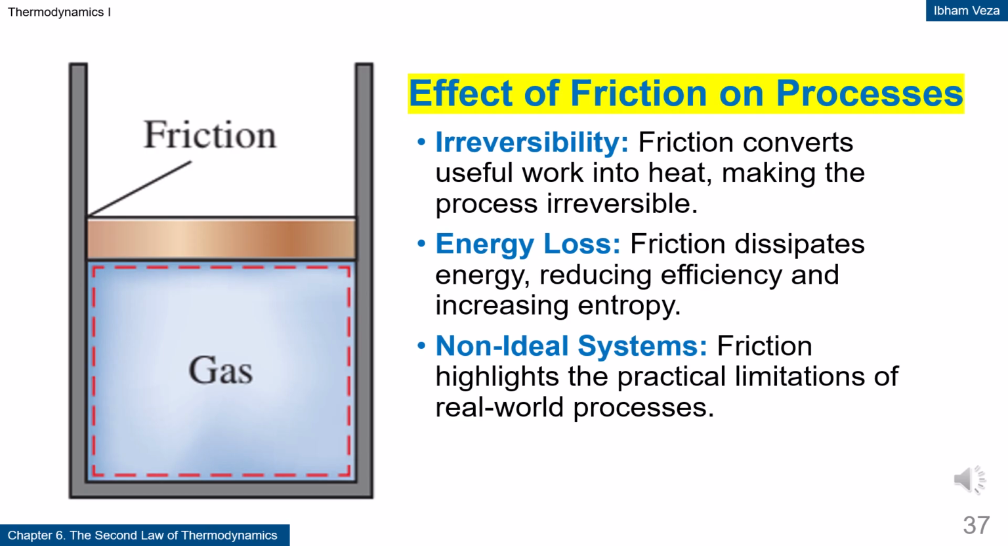Friction is one of the main sources of irreversibility in mechanical systems. Work that should be useful is converted into heat that cannot be utilized. As a result, system efficiency decreases. Friction also increases the total entropy of the system and surroundings. This shows why real systems are always worse than ideal ones.